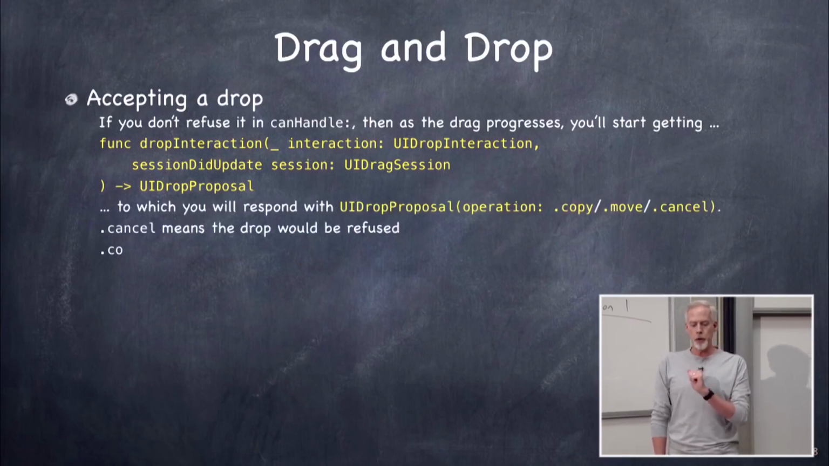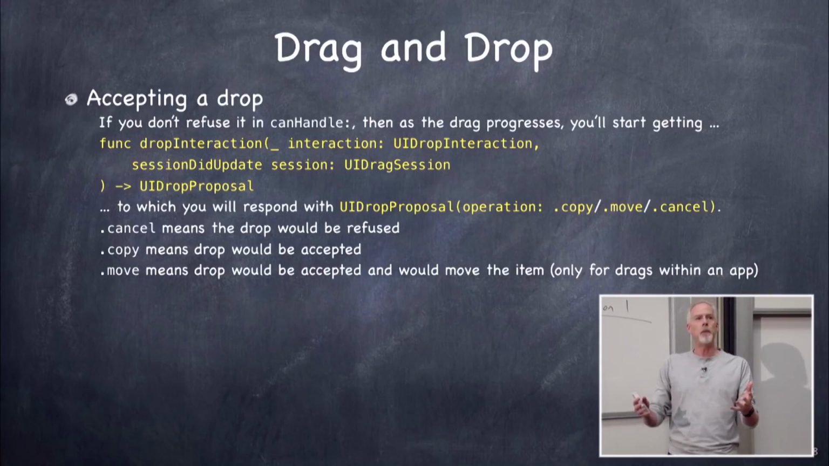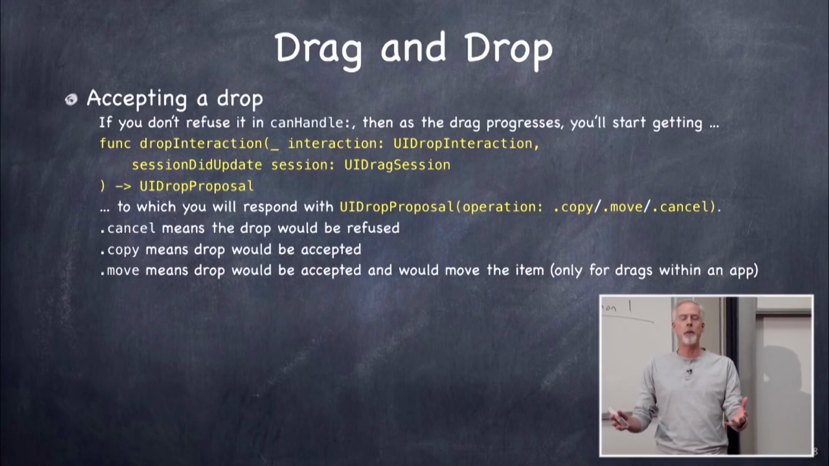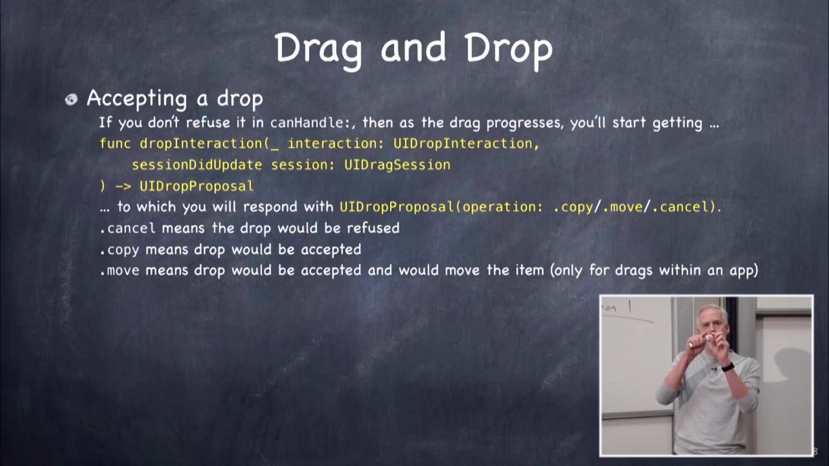And there's really only 3 things you can do. You can have a drop proposal which is cancel, which is to say, I propose canceling this drop if you want to try and drop it right where you are now because I don't accept it there. And the drag will have a little icon that appears on it, like a red circle with a line through it saying, no, you can't drop here.